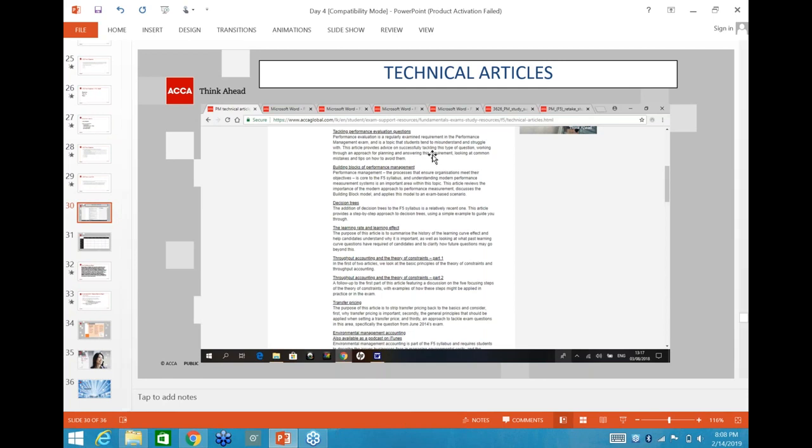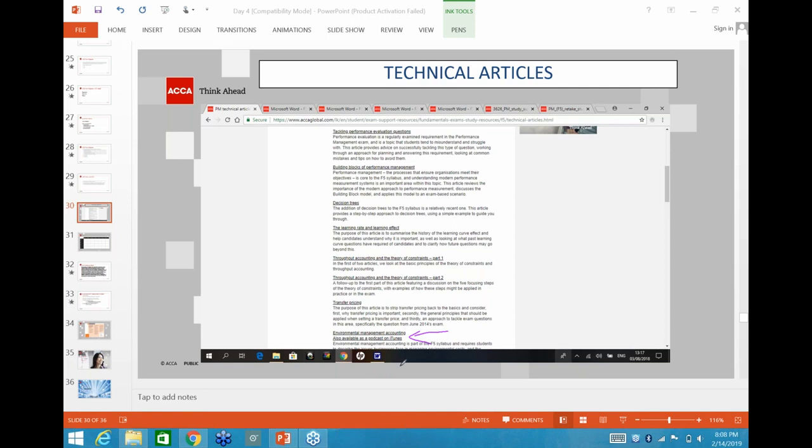This is a screenshot of the recent articles published on the ACCA page in connection to subject F5. This was what I was telling. I think there was a doubt on environmental management accounting, and a request for my notes. So this is actually a very comprehensive article. If you can read that, it gives you a lot of insight on environmental management accounting.